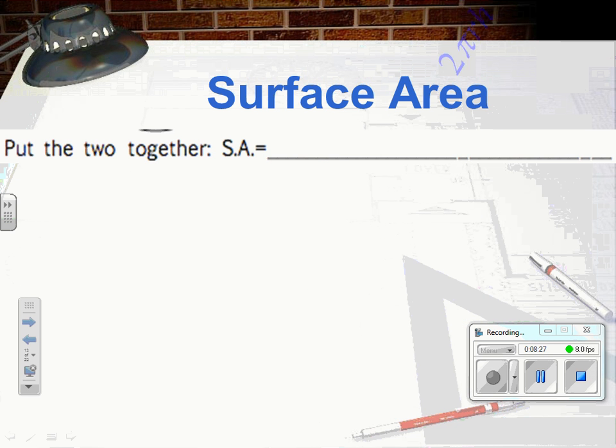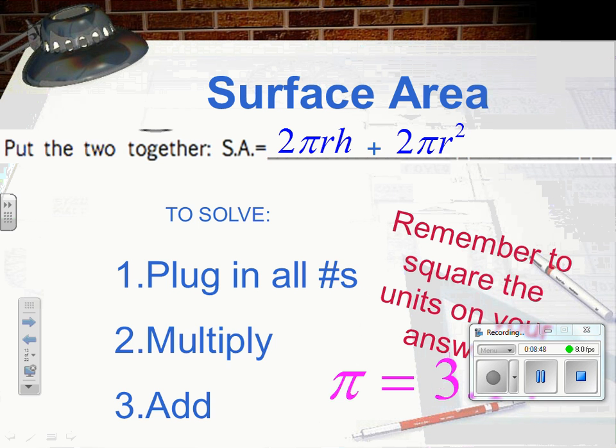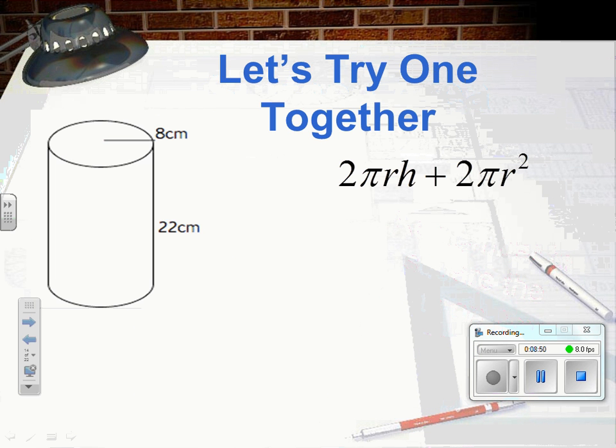So to put it all together, the surface area of a cylinder is 2 pi r h plus 2 pi r squared. So in order to solve, plug it in, multiply, and add it up. Use 3.14 for pi. Do not use the pi button on your calculator. You will not get it right. The state uses 3.14. So now I'm going to plug the numbers in. I need a calculator for this because I'm dealing with decimals, so you most certainly would too.